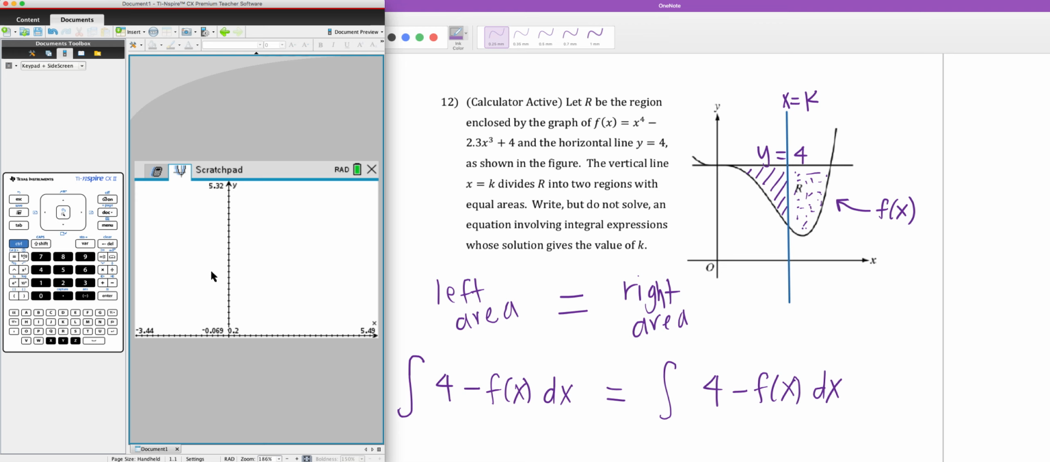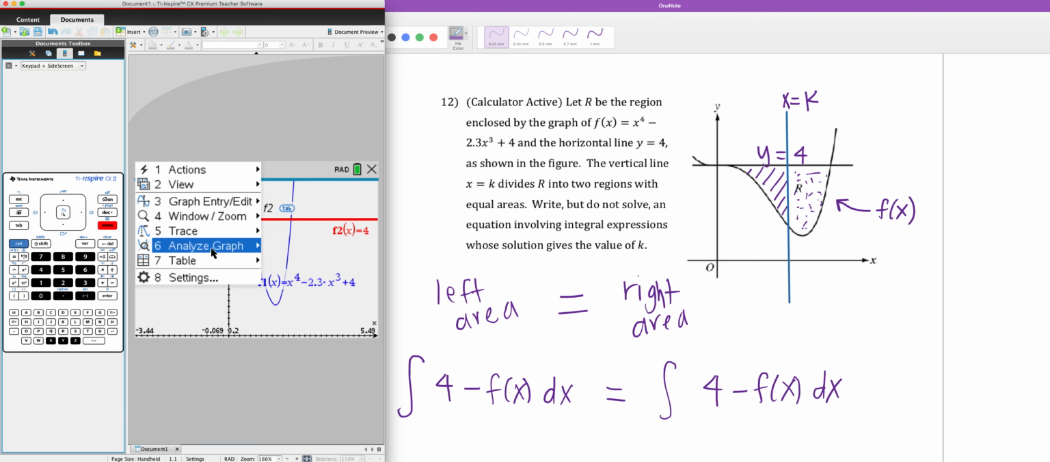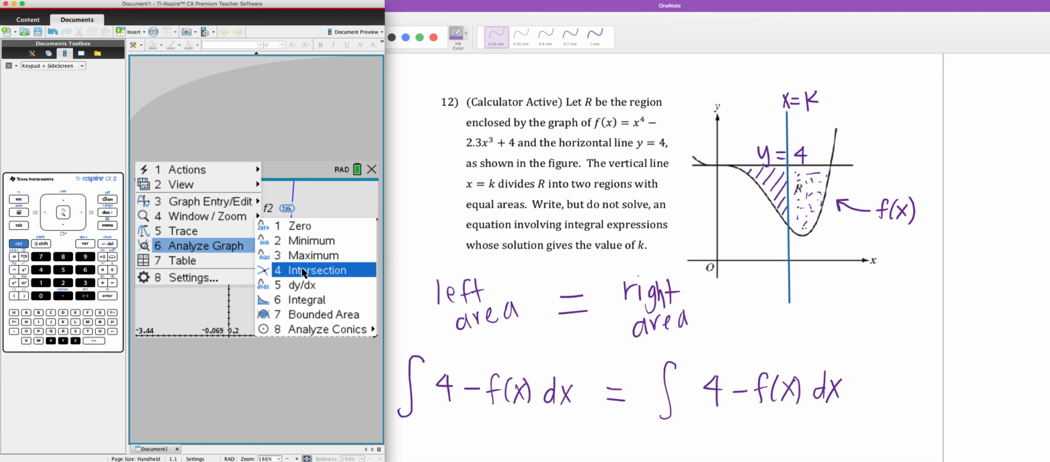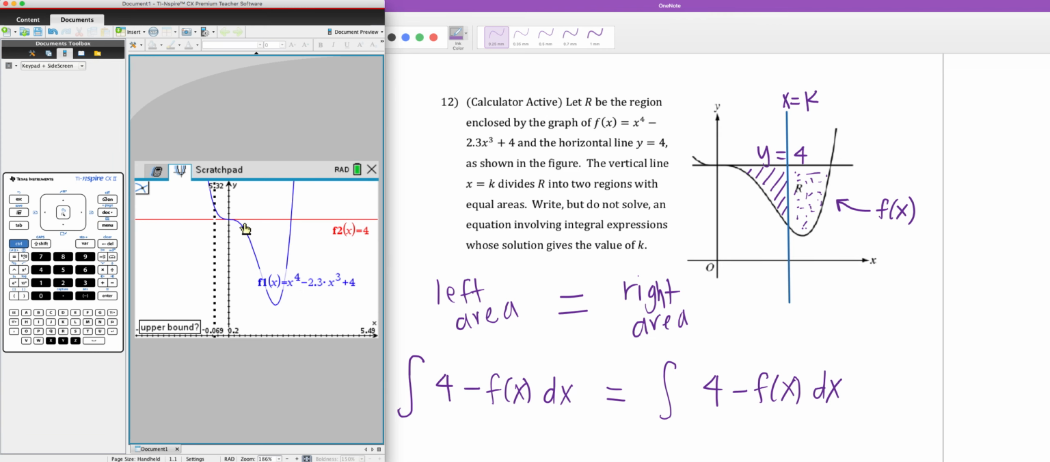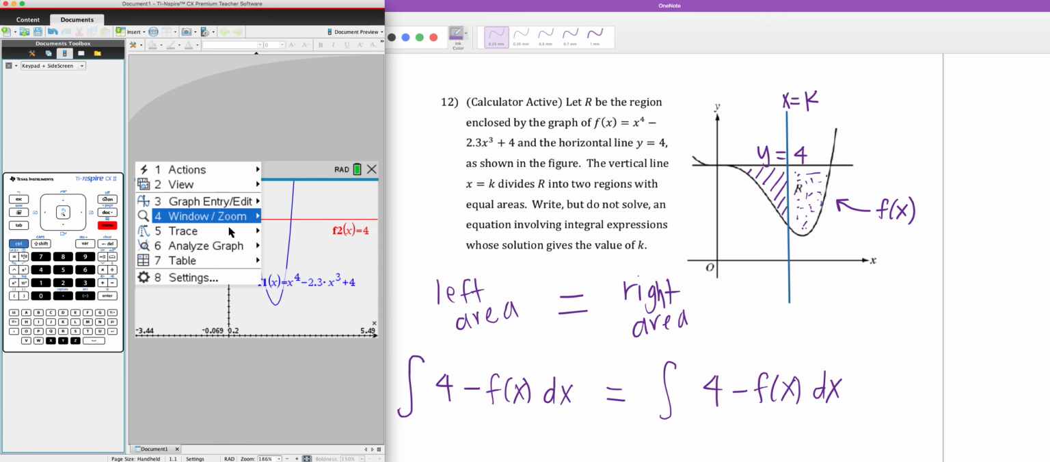And let's graph both of these. If I hit Tab, my first function is going to be f of x, so x to the fourth minus 2.3 x to the third plus 4, and I get that shape. Then my second function is just y equals 4, so f2 just equals that horizontal line. What I'm interested in is where they intersect, so let's find their intersection points. Analyze graph, intersection. I'm going to find this one over here, which is at 0, 4, and then I'm going to find the second one over here.